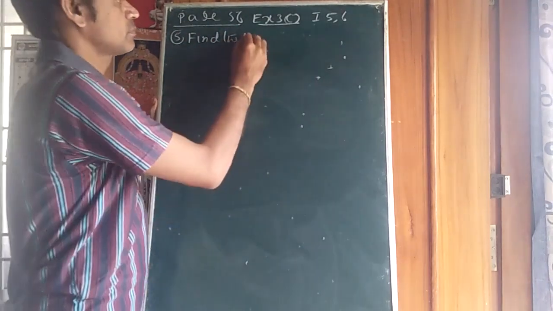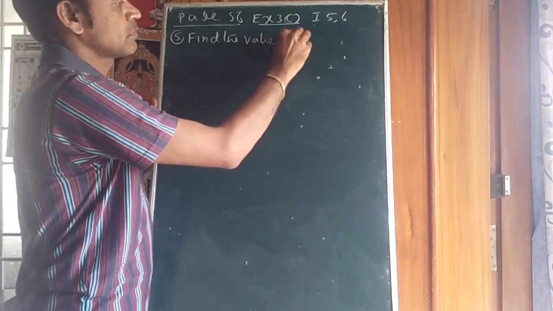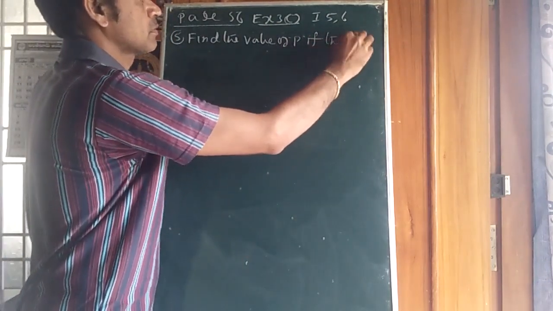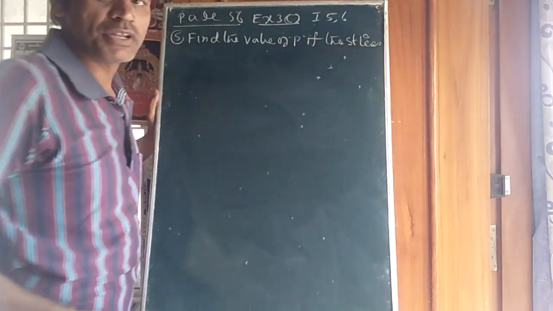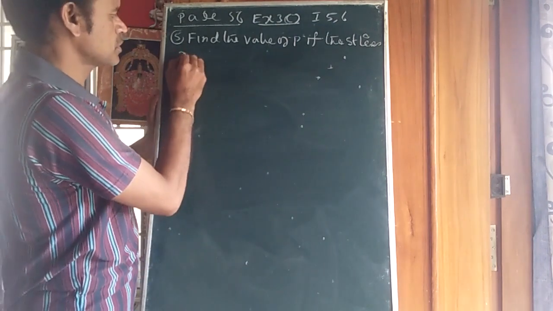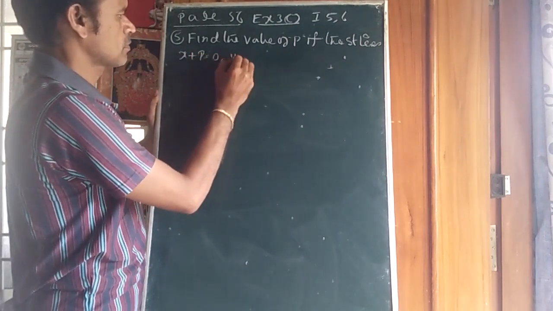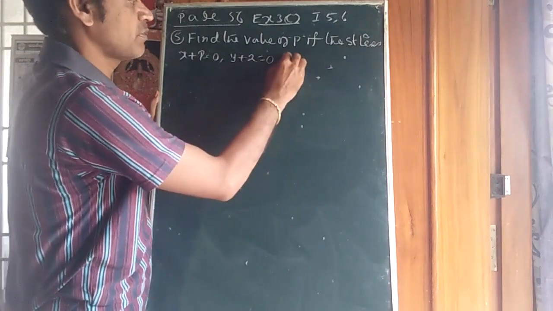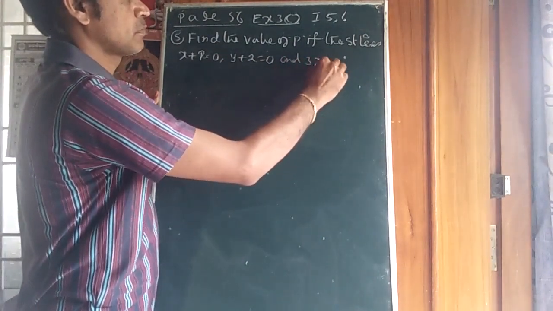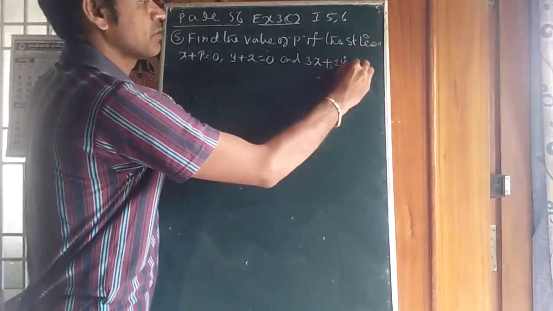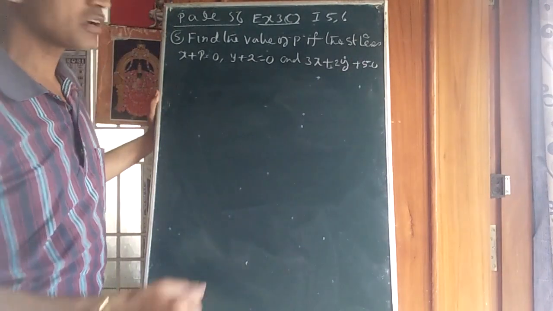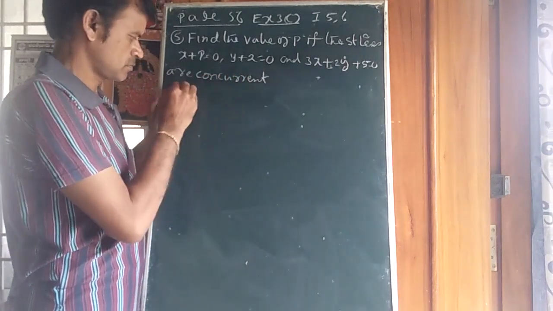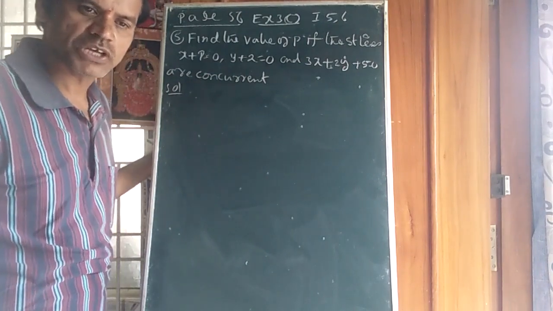Find the value of P if the straight lines x plus P equal to 0, y plus 2 equal to 0 and 3x plus 2y plus 5 equal to 0 are concurrent. This is a simple and easy question.